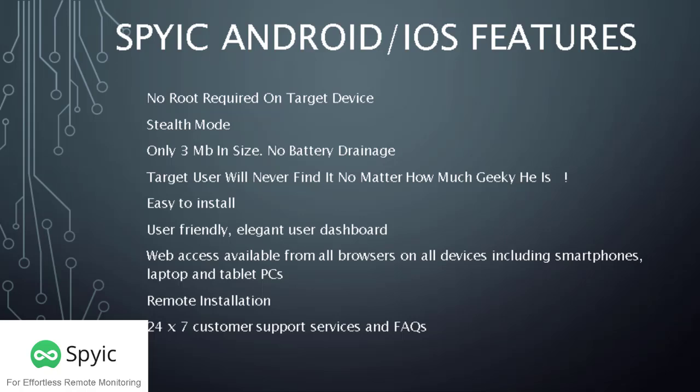If your target user is an iPhone user, you have an added advantage. One does not need to manually install Spike for iOS devices. All you have to do is enter the iCloud credentials to get started.